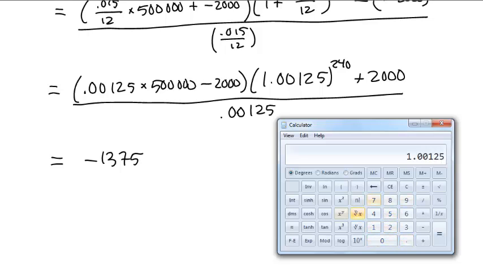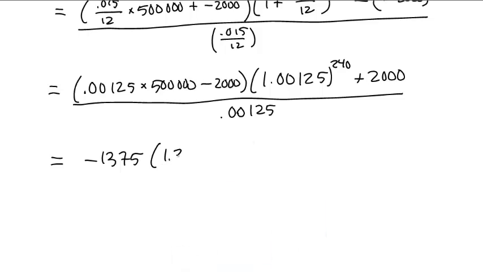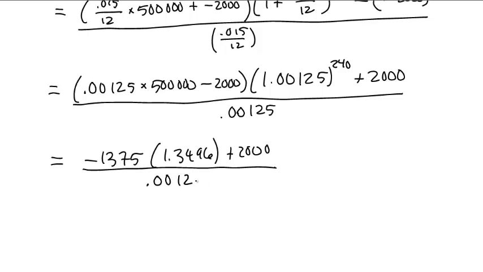And then we have 1.00125 raised to the 240th power, and we get 1.13496. So this is 1.13496, and then we add 2,000 to that, and we divide by 0.00125. And what do we get?